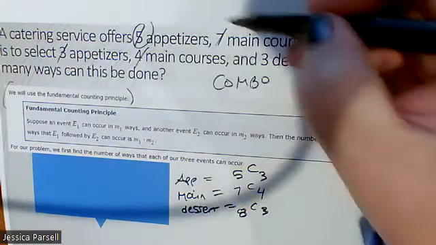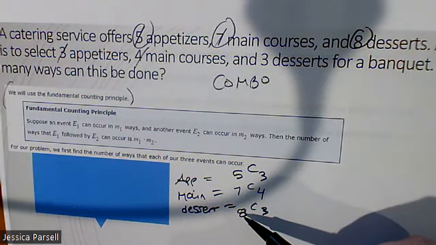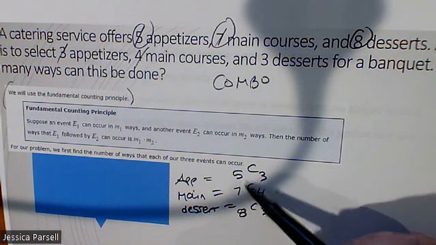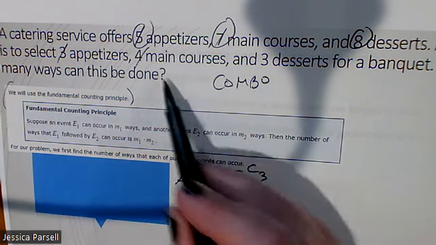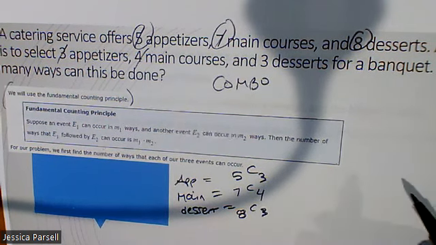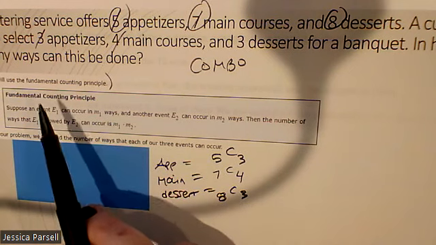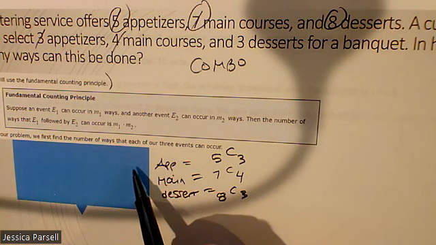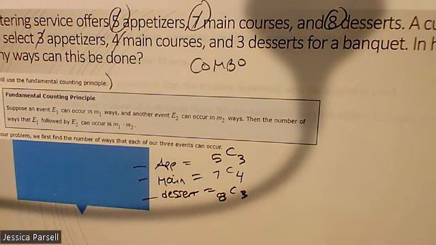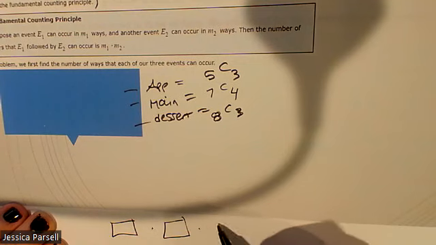Okay, so notice you have 5, 7, and 8. Those are like the totals, the total numbers of appetizers, main courses, and desserts. And then you're choosing 3, 4, and 3. Once we get through these combinations, we will apply the fundamental counting principle and just multiply all the answers. So at the end, let me put a little box down here: we're going to multiply the appetizers times the main times the desserts.